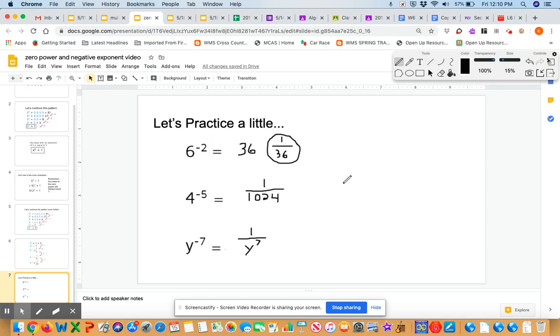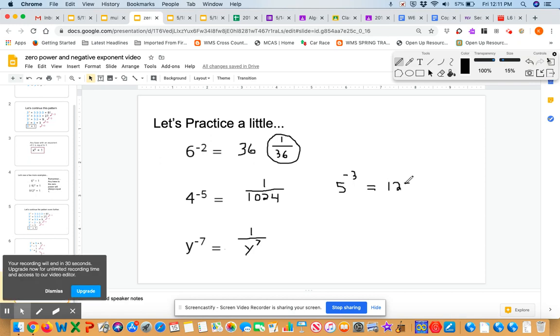One more for you. What if we did 5 to the negative third power? In your brain, calculate 5 to the third power. 5 to the third means 5 times 5 times 5, which is 125. But that's not what we want. We don't want 125. We want the reciprocal. The negative exponent means the reciprocal. What's the reciprocal of 125? Guys, it's 1 over 125.